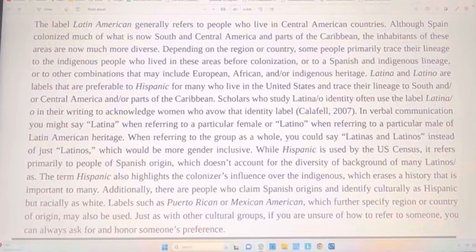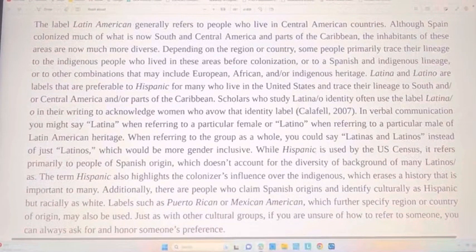The label Latin American generally refers to people who live in Central American countries, although Spain colonized much of what is now South and Central America and parts of the Caribbean. The inhabitants of these areas are now much more diverse. Depending on the region or country, some people primarily trace their lineage to the indigenous people who lived in these areas before colonization, or to a Spanish and indigenous lineage, or to other combinations that may include European, African, and/or indigenous heritage.